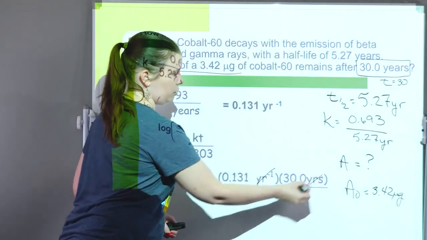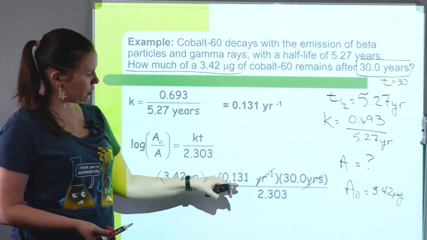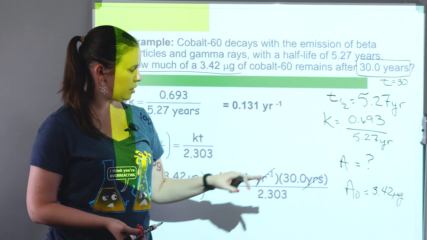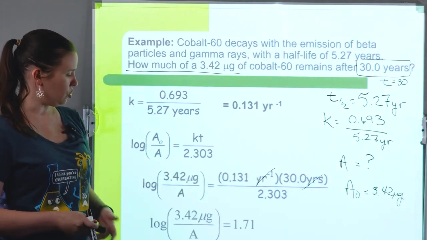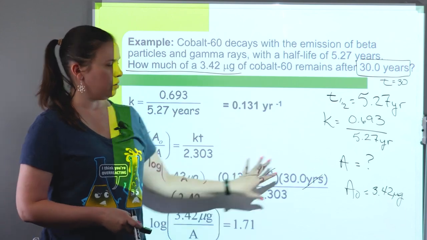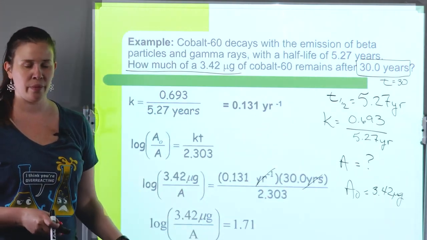Inverse year will cancel with years. That's kind of what we were talking about up here. Be careful with the units. And so you're just going to be doing the 0.131 times the 30 divided by that constant 2.303. And we should get 1.71. The units are all gone. This is my simplified version of the equation right now.